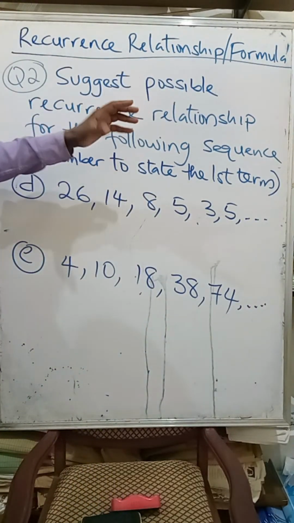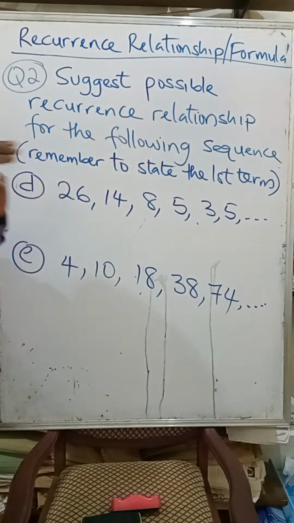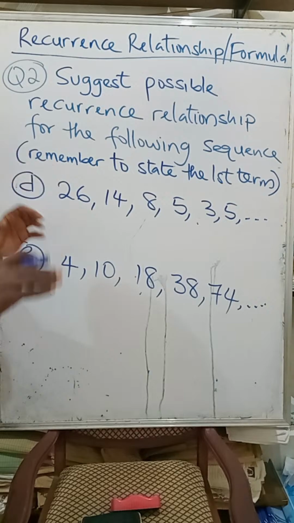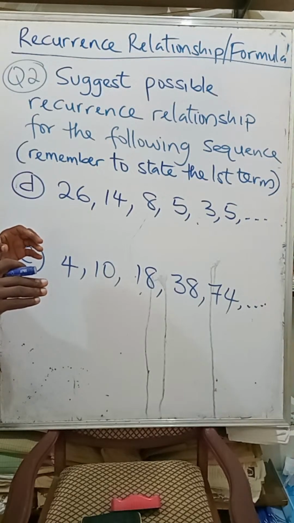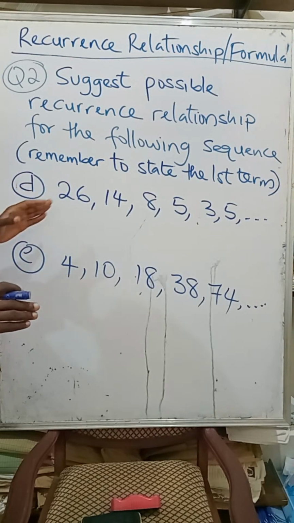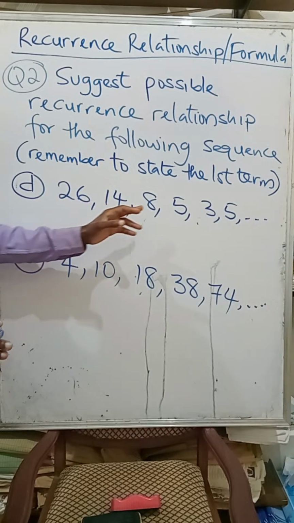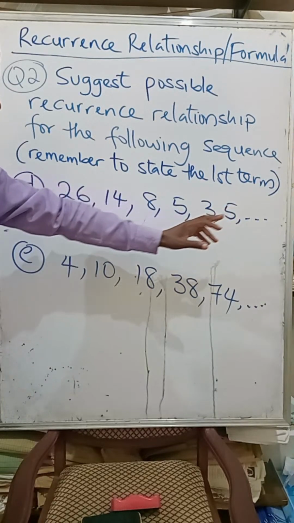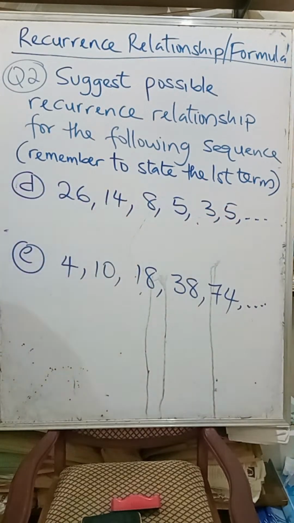Suggest a possible recurrence relationship for the following sequences. First, the D part, we have 26, 14, 8, 5, 3. Let me check that one. 8, 5, 3. Okay, it's correct.